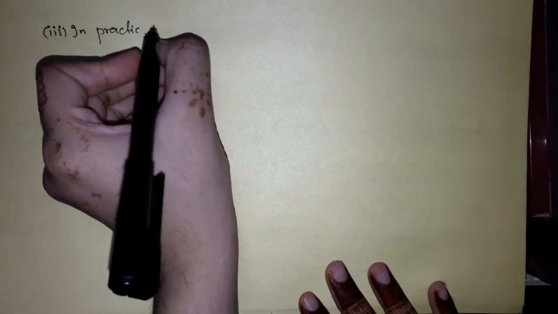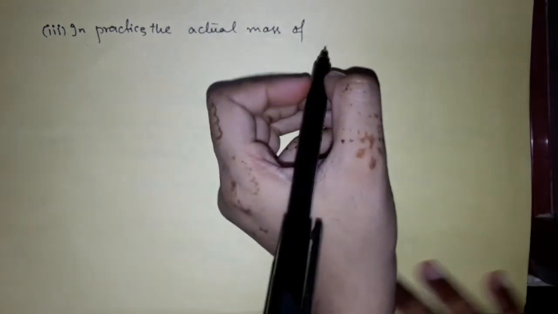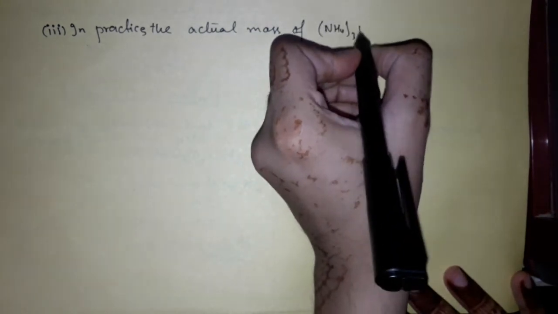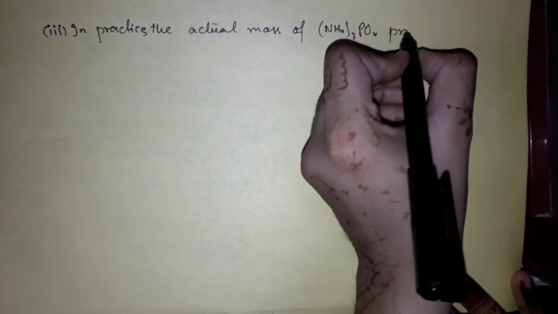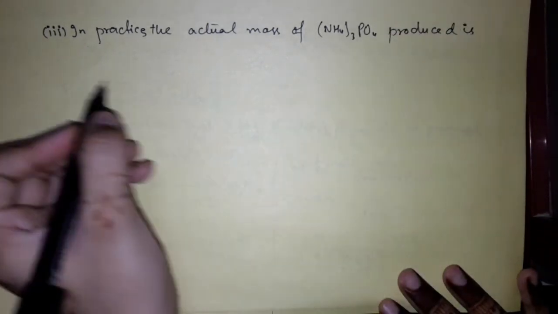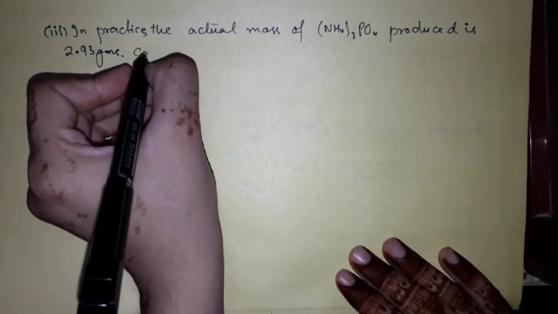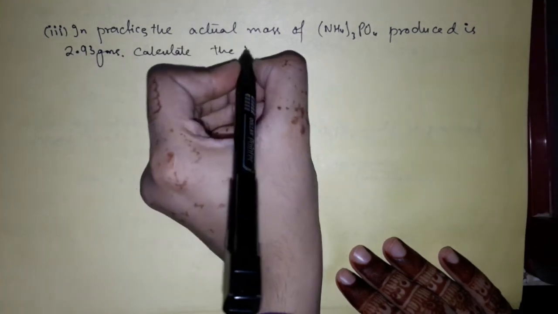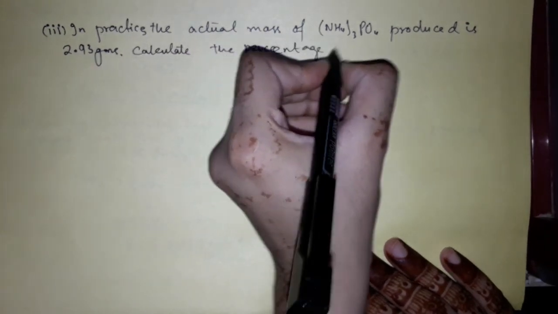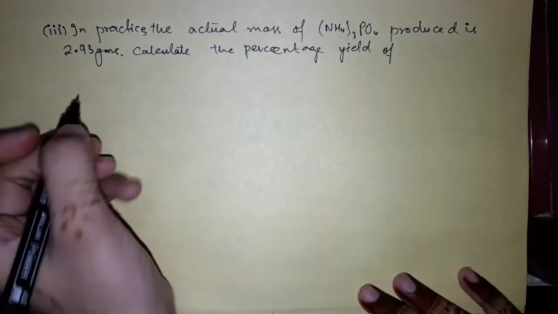The last part that we are going to do is: in practice, the actual mass of ammonium phosphate produced is 2.93 grams. Calculate the percentage yield of ammonium phosphate.